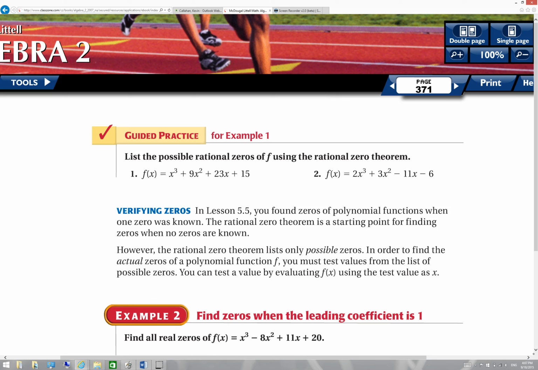If I put in a negative x for x, then this term would be negative and this term would be negative. So there would be negative, positive, negative, positive. So that gives us 3 changes of sign. So there's either 3 negative real zeros or 2 less than that, 1 negative real zero. So in our list, plus or minus 1, plus or minus 3, plus or minus 5, plus or minus 15, we don't really have to check the positives because there are none by Descartes' rule of signs.